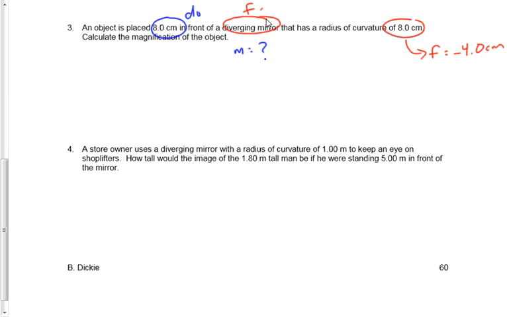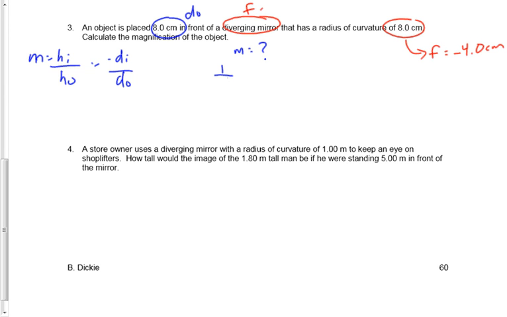We got 2 equations, and one of them is M is equal to HI over HO equals negative DI over DO. It's the one we're going to have to use, right? It's the only one with magnification in it. So let's try that. I don't know anything about H's, so that's out the window right now. DO, I know. DI, I don't. Going to have to find DI. There's only one other equation that I have. Let's try that one to find DI.